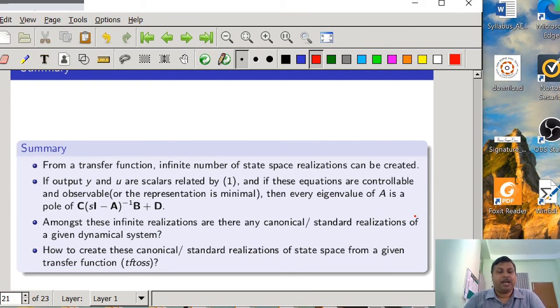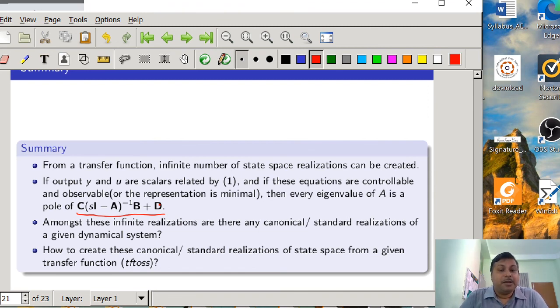In this lecture I have shown you that if a state space representation is given, then with this formula we can calculate the transfer function. And in the next lecture, I am going to show you that if a transfer function is given, how we can create some standard or canonical realizations which will be useful for the analysis of the system as well as for the synthesis of controller and observer design.